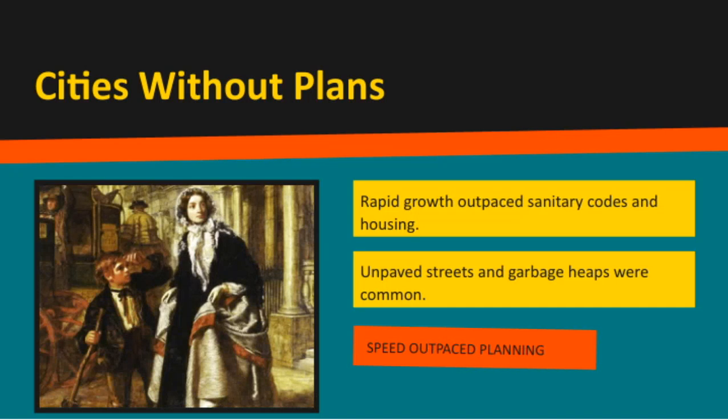Let's talk about how speed and urban growth often outpaced planning. During this period, unpaved streets and garbage heaps were quite common sights in many growing cities. This rapid expansion meant that city infrastructure couldn't keep up with the influx of people and development. As a result, sanitary codes and housing standards were often ignored or simply could not be enforced.